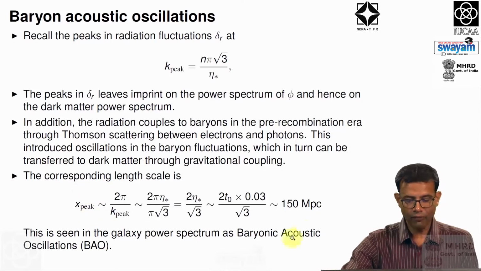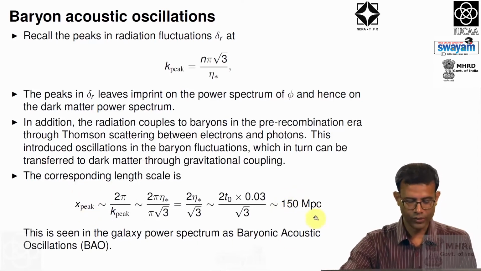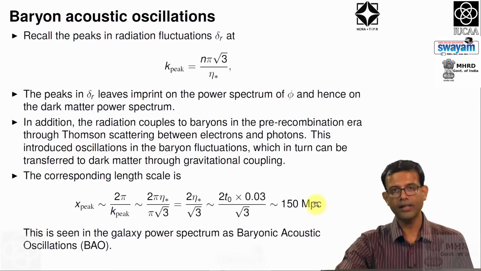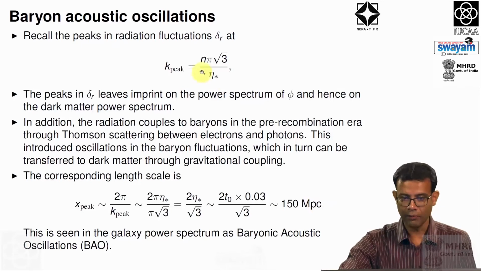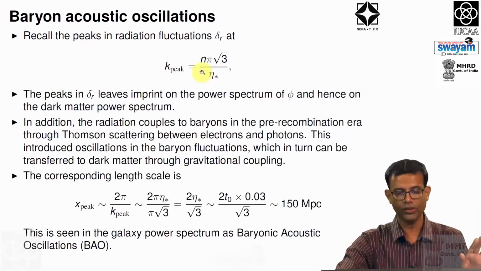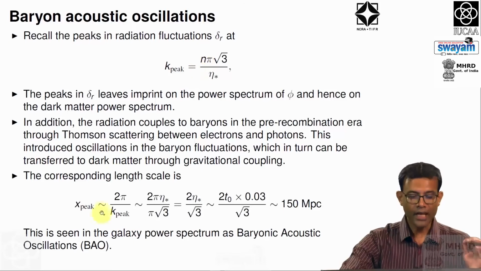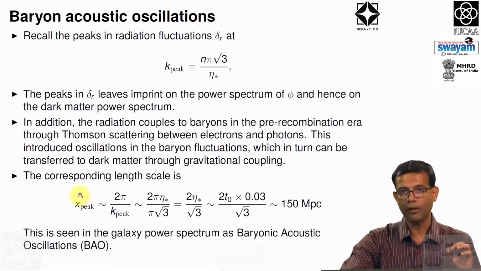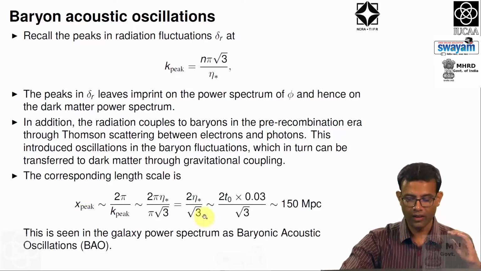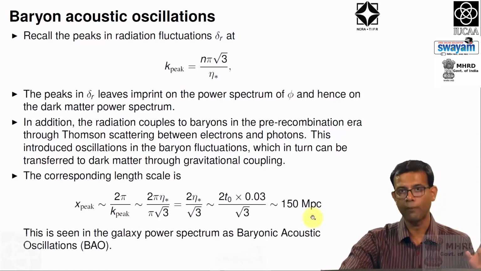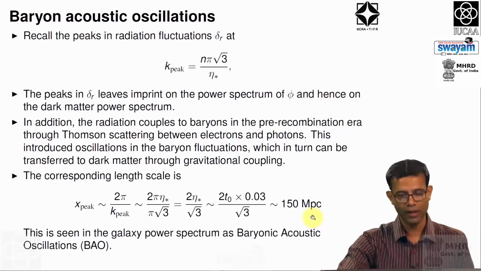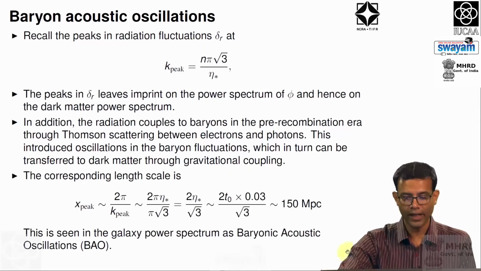You can work out the corresponding length scale of this peak. It turns out to be somewhere around 150 megaparsec. That is a very large scale, but it means that if our theory of structure formation is correct, and if the CMBR observations indeed give the positions of the acoustic peaks, then we expect a similar oscillatory nature, similar peaks, in the power spectra of the large scale structure even today at 150 megaparsec. The amplitude of the peaks would have come down drastically because nothing is sourcing them, but whatever imprint was left at that time is still there.